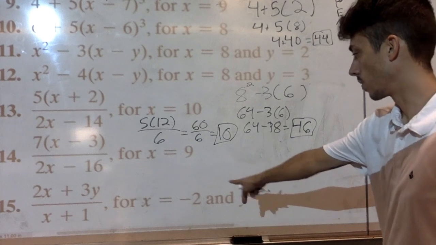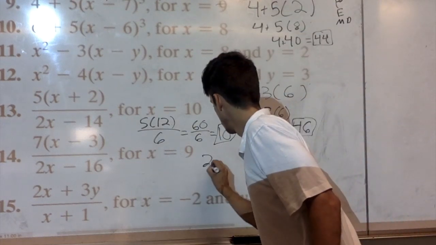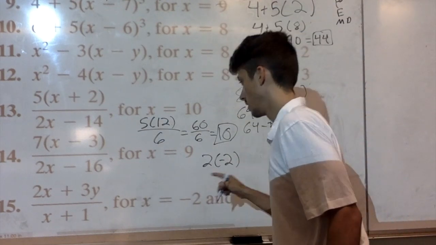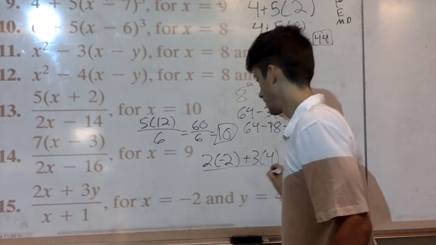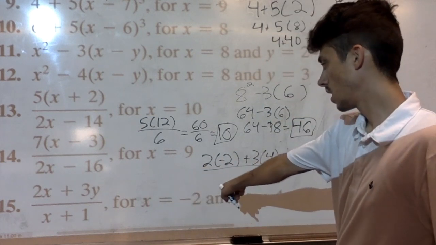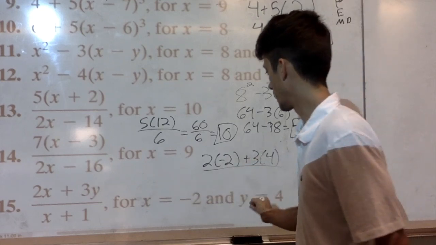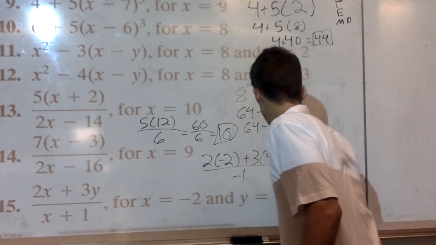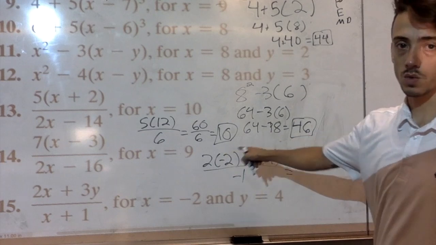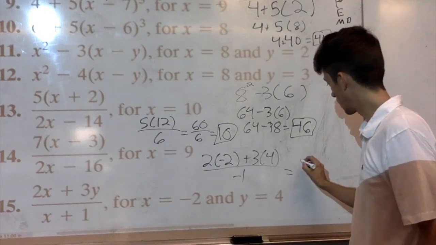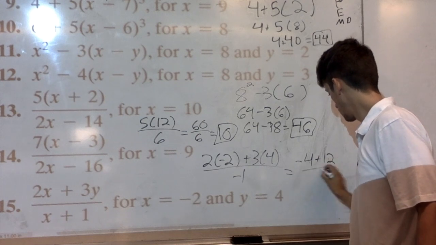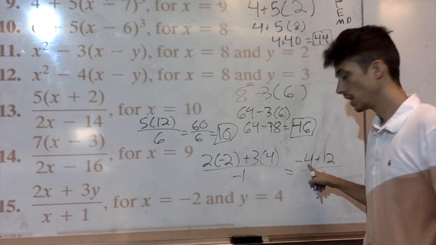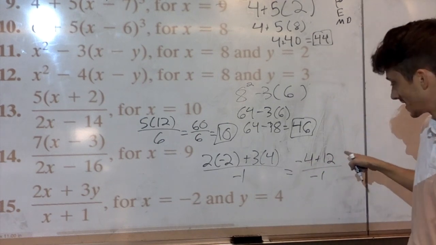With 15, be careful. You have x and y where x is negative. So 2 times negative 2 plus 3 times 4. And also x plus 1. I'll jump ahead here. Negative 2 plus 1 is negative 1. I know I can rewrite 2 times negative 2 is negative 4. 3 times 4 is 12. All over negative 1. Negative 4 adding on 12 gets us 8.